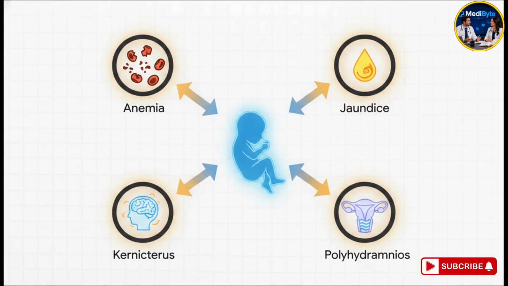In really severe cases, if that bilirubin builds up too much, it can cross into the brain and cause a devastating form of brain damage known as kernicterus. And as our sources from the MSD manual highlight, this fetal anemia can even trigger polyhydramnios. That's a dangerous accumulation of excess amniotic fluid that overly stretches the uterus. So yeah, it's a very serious cascade of events for the baby.